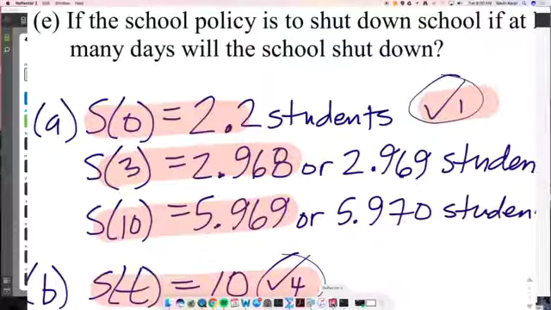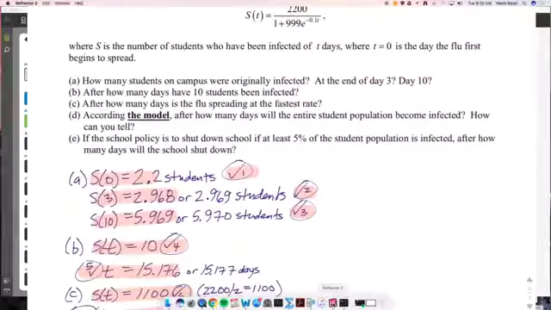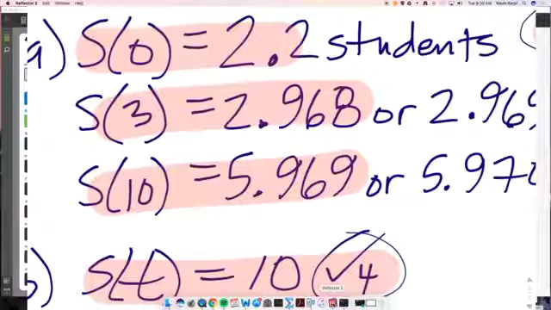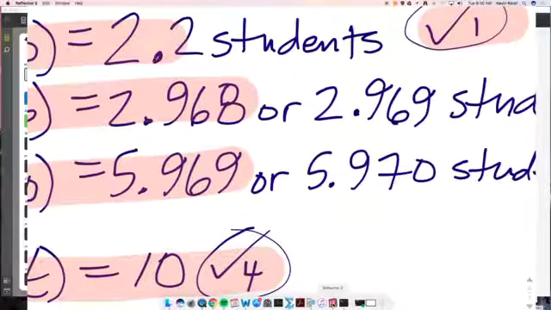The units all the way through are going to be worth 1 check total. If you have all the correct units on all your final answers, that's just 1 check. So that's probably all I would ask on the test. I wouldn't ask for 3 of them like I did here. But how many at the end of day 3? Well, that's S of 3. Same idea, 2.968, or if you round, 2.969. Those would be the only 2 acceptable answers.